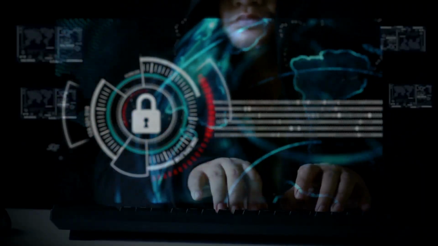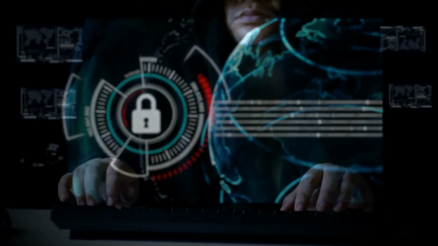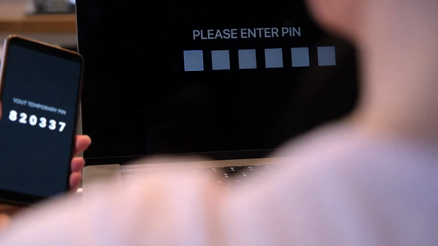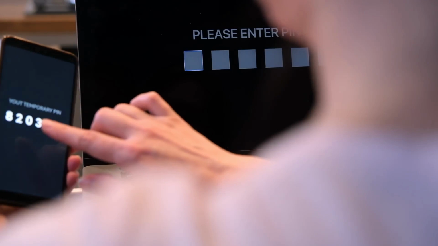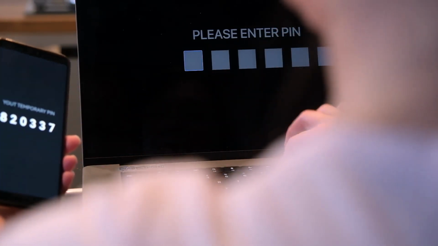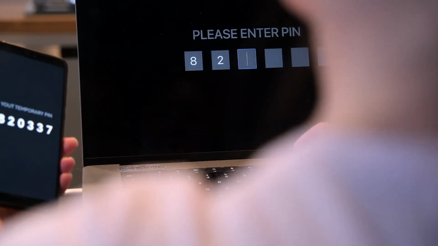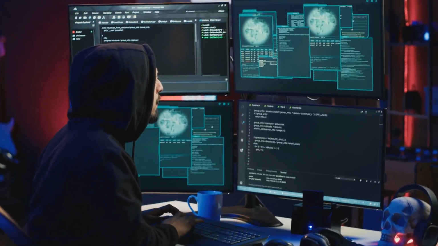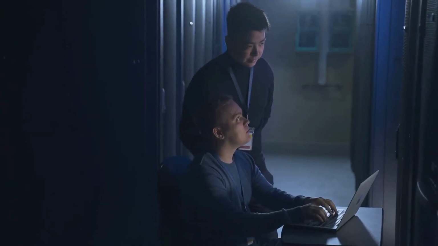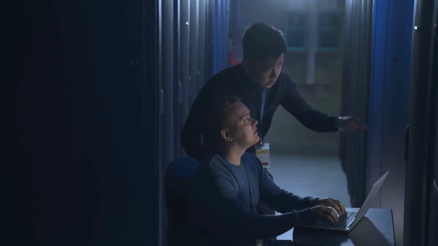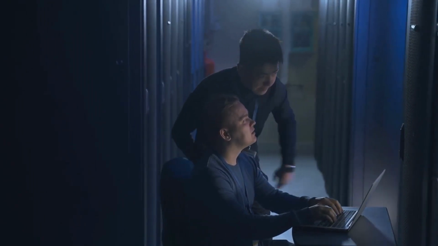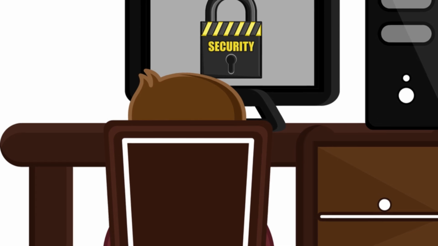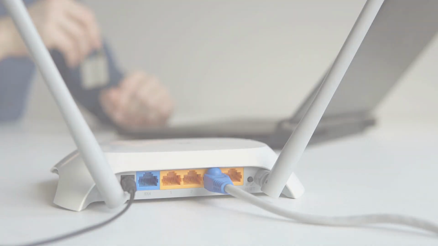Implement strong authentication. Multi-factor authentication, or MFA, adds extra security layers by requiring users to verify their identity through multiple methods, such as one-time passwords, biometrics, or security tokens. This significantly reduces the risk of stolen credentials being misused. Mutual authentication. Both client and server should authenticate each other before exchanging sensitive data. Mutual authentication ensures that each party is verified and trusted, reducing the risk of impersonation.